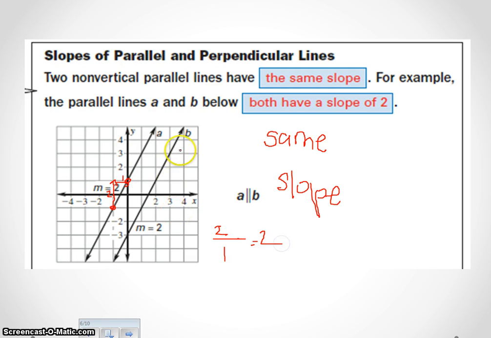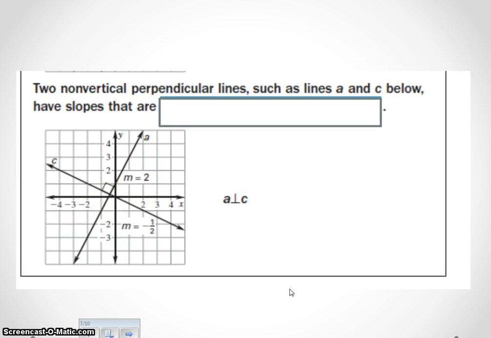Let's look at line B. I'm just going to pick 2 points. Right here, and let's even go up here. I'm going to rise first. 1, 2. So I rise 2. How many do you move to the right? Going right is a positive, positive 1. Again, same slope. These lines are parallel.